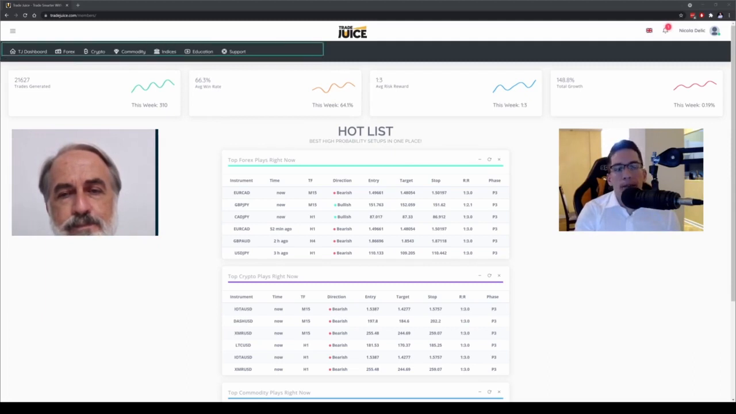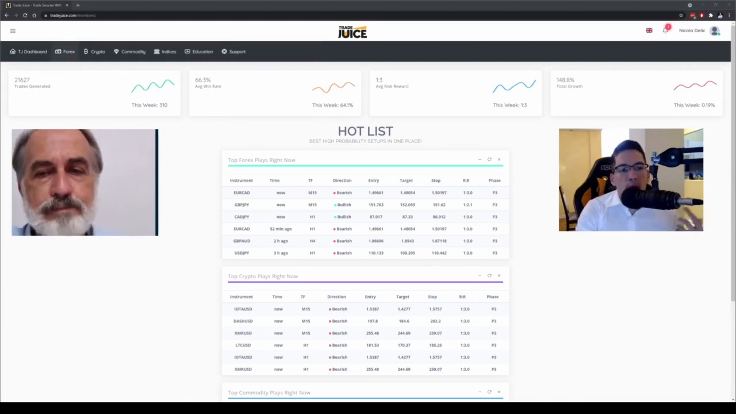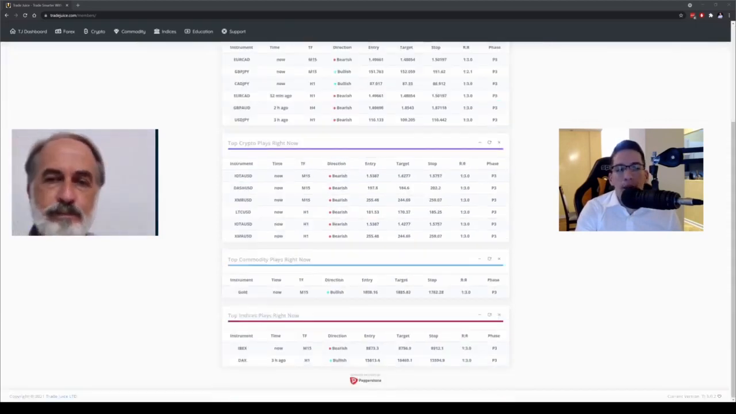Over here you have a small menu where you can go deeper into the pages of the platform. So we have 4 different asset groups: Forex, crypto, commodities, and indices. After it, we have the education center, and we have a support. Most people that are using the Tradejuice are mostly on this part. Like, you don't need to have 20 things open just to not miss the trade. Everything that you need to find the trade is right here.